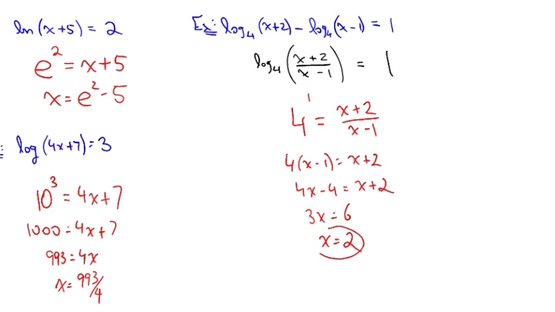If you got a negative and you plug it back in, it becomes log of a negative number. It can't be an answer, because logs can't do negative numbers. They don't like them. They don't know what to do with them.